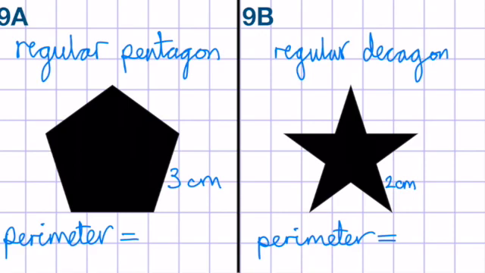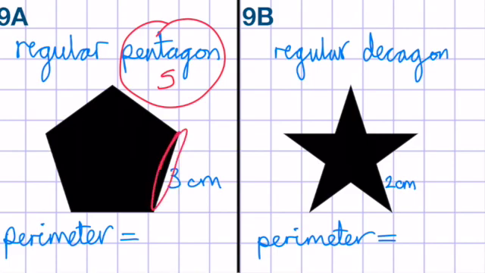Okay, a regular pentagon. Pentagon is 5 sides. And if it's regular, it means they're all the same. So it's 3 for this side, 3 times 5, which is 15 centimetres. Not square centimetres because it's perimeter.